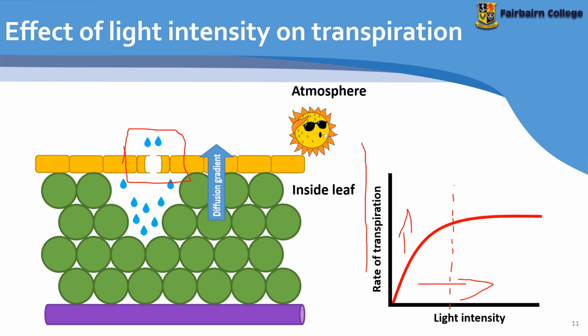Okay, but this graph is actually not one in your books. I just wanted to show you how it looks so you understand. What is important for you to know is that as light intensity increases, the rate of transpiration increases.